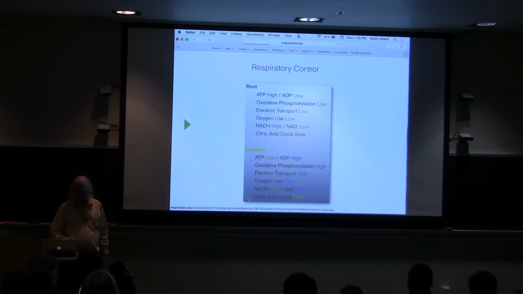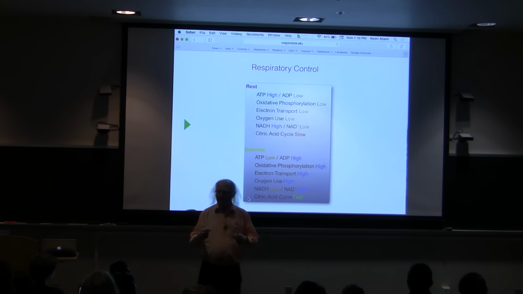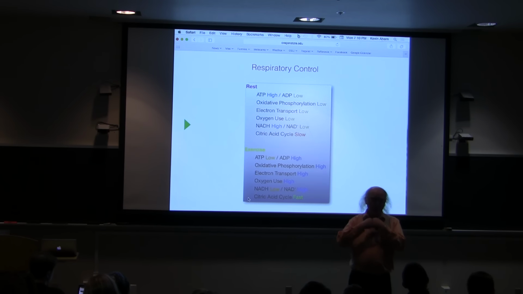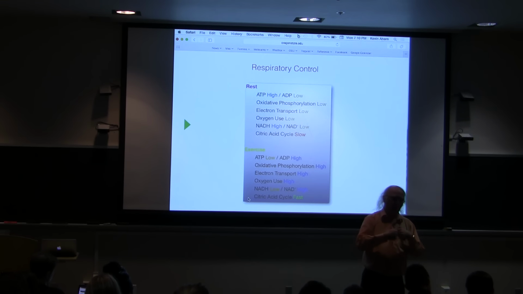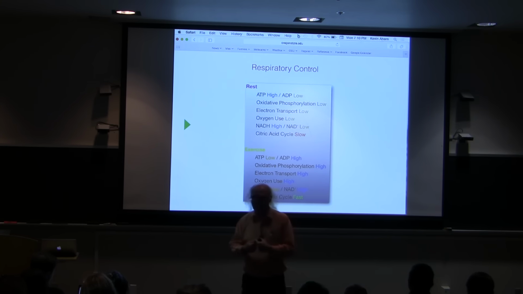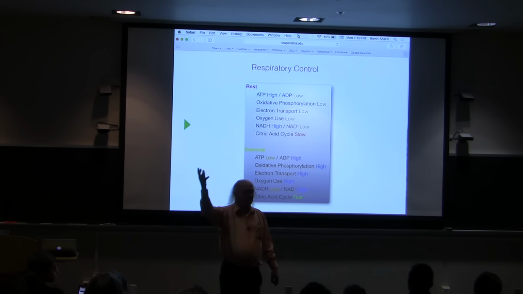Okay, let's see here. Tight coupling. I talked about coupling. So what's coupling? Coupling means that you have an intact mitochondrial membrane, and because of that, oxidative phosphorylation and electron transport are intimately linked. Okay? They're separate, but they're linked. One depends on the other. You can't have oxidative phosphorylation without electron transport, and you can't have electron transport without oxidative phosphorylation for the reason I just stated. The proton gradient gets too high, right?